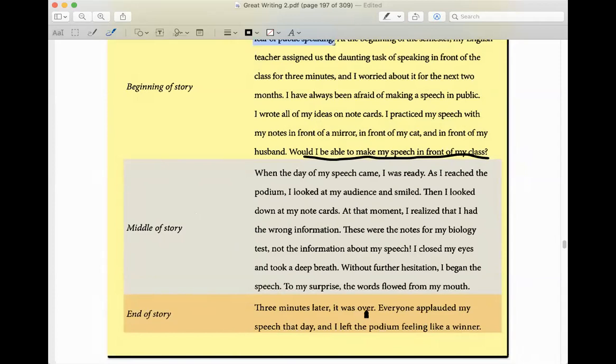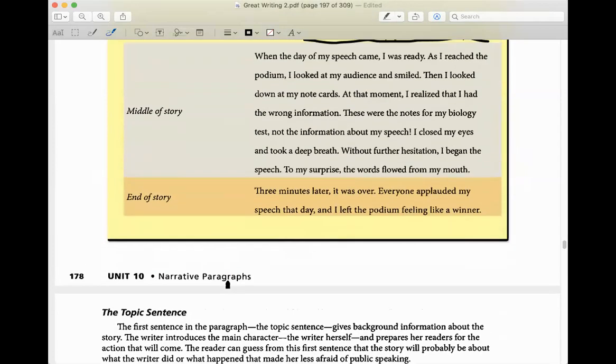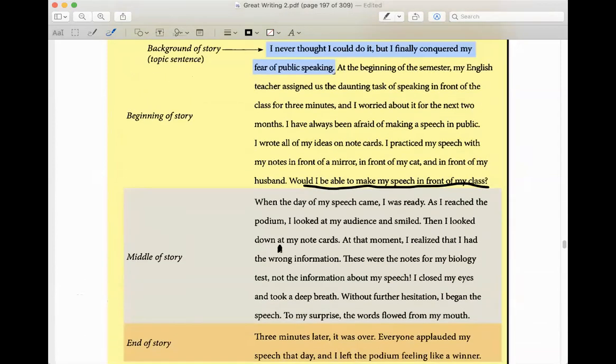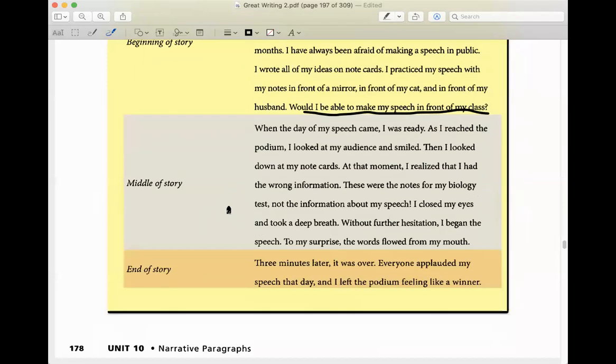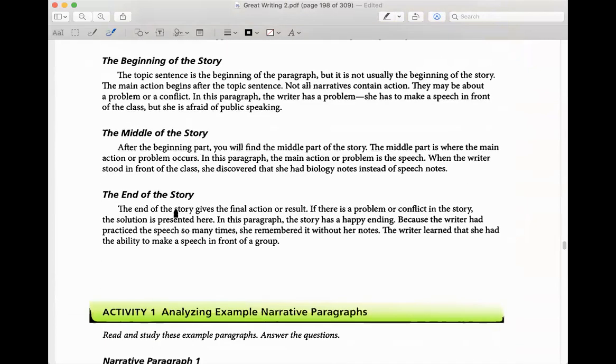3 minutes later, it was over. Everyone applauded my speech that day, and I left the podium feeling like a winner. Okay, that's a great narrative paragraph. It's got a sentence that gives us the background, tells us the beginning, the middle, and the end of the story. Okay, and then this gives you more detail there.